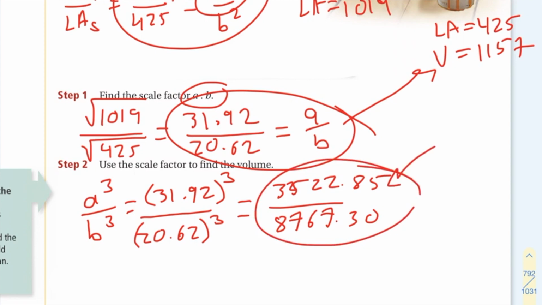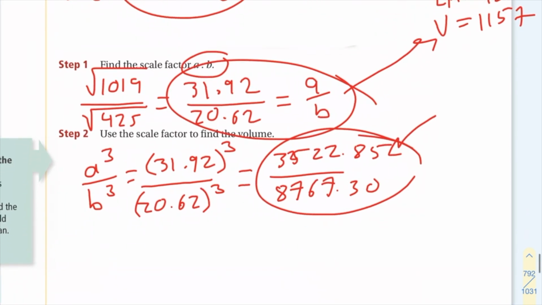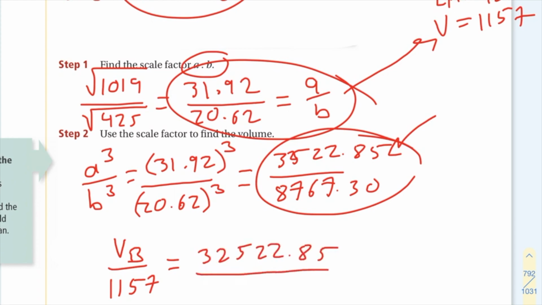Right? Remember, the question is, what is the volume of the big can? So we're simply going to set up our ratio to solve for the volume of the big can. So notice it's VB, the volume of the big can, over 1157, which is the given volume of the small can. I'm going to take my ratio from up above. We do a little calculator magic, and that should get us our answer. Volume equals 4,292.